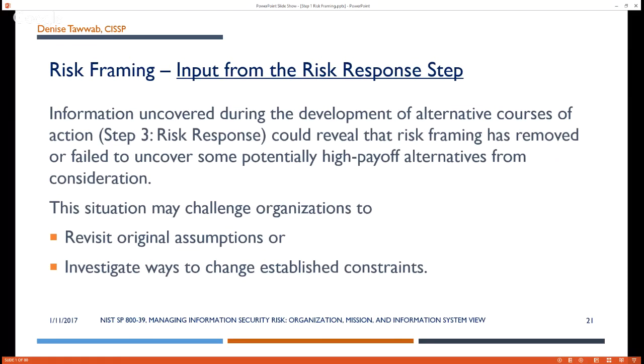Okay, input from the risk response step. This is where you're actually implementing controls to mitigate risk. Information uncovered during the development of alternative courses of action could reveal that risk framing has removed or failed to uncover some potentially high payoff alternatives from consideration. This situation may challenge your business to revisit your original assumptions or to investigate ways to change established constraints.